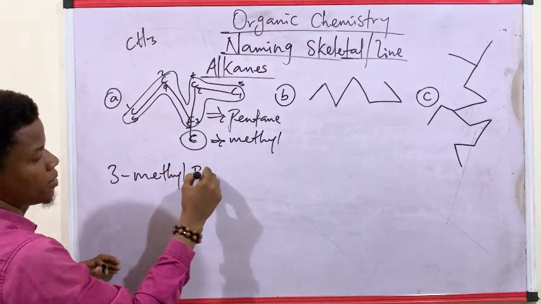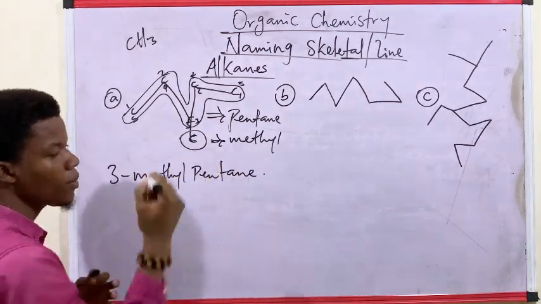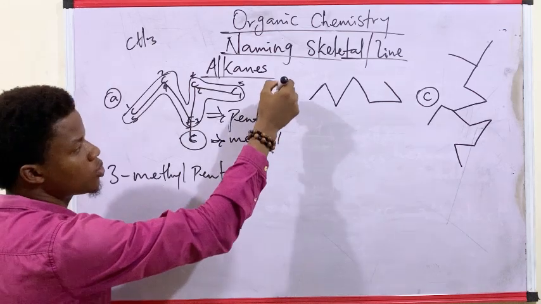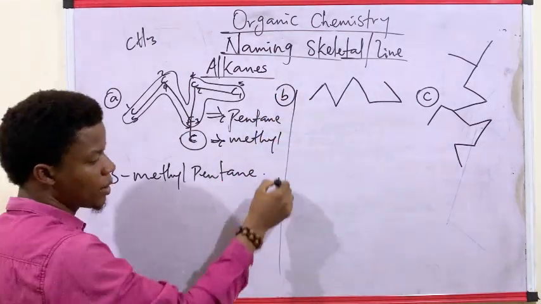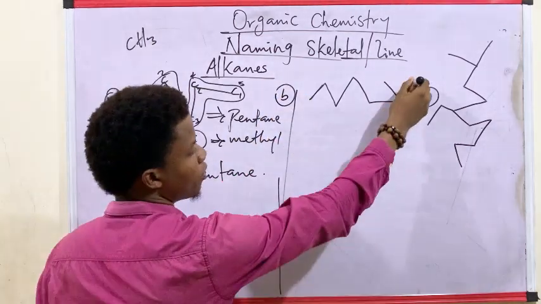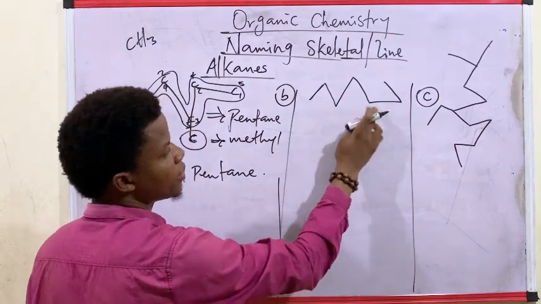3-methylpentane. That is the name. So let us go to the next area, the B part, which is this guy we have here.